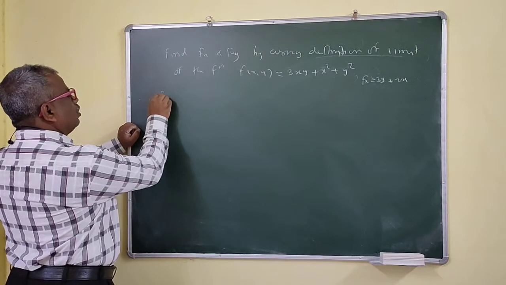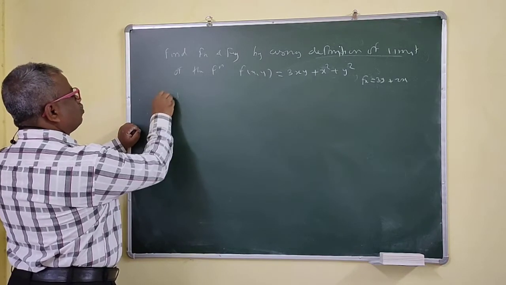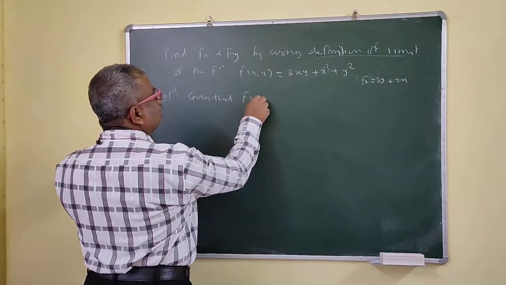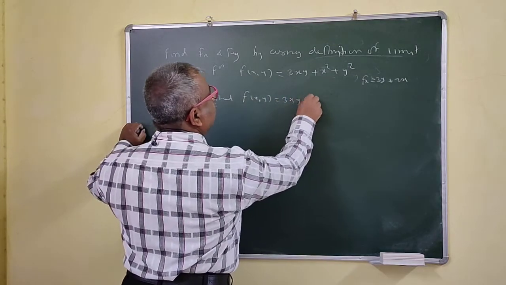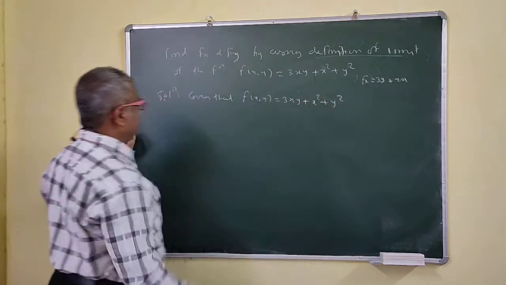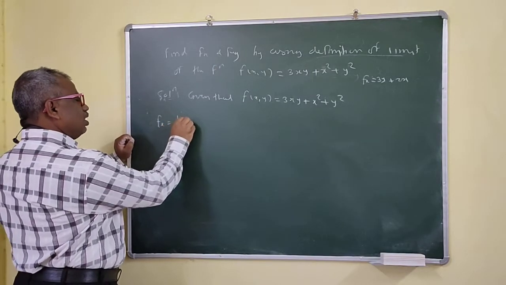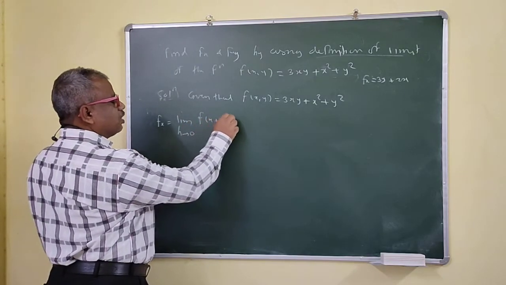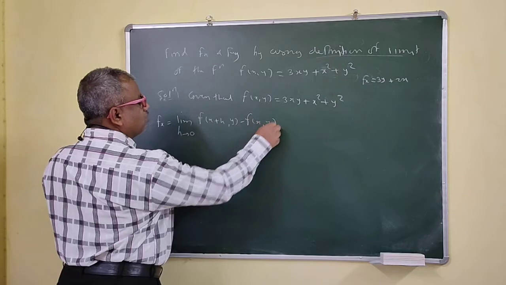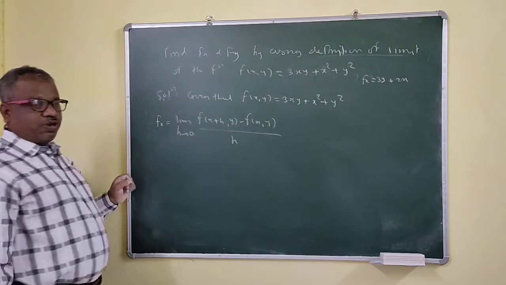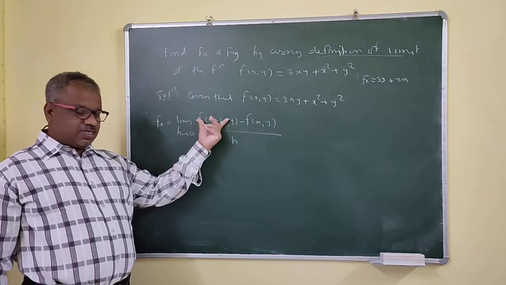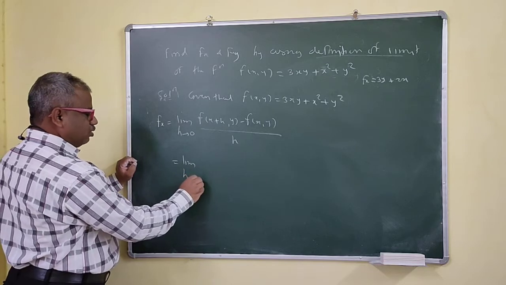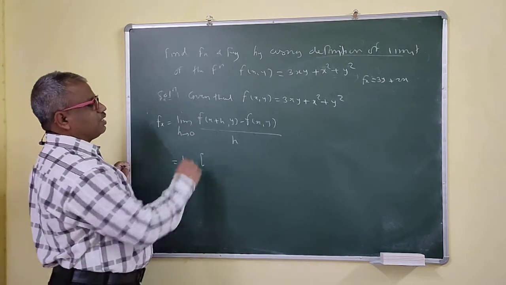So fx. First we write the solution. Given that f of xy is equal to 3xy plus x square plus y square. Okay, so fx is equal to limit h tends to 0 of f of x plus h, y minus f of xy, upon h. First write the formula, right? You should remember the formula. Now put the value of f of x plus h, y, and f of xy will be as it is. Limit h tends to 0.